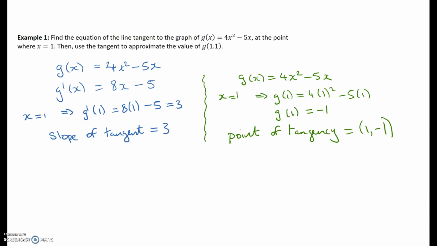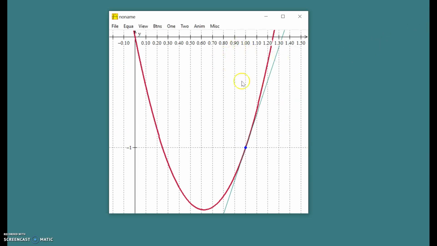And we have a picture of that here. We'll just bring it up and then we'll come back. So here is a picture of that. The red line is the original graph, the quadratic graph. The point of tangency is down here when x is equal to 1 and y is equal to negative 1. And I've broken the x-axis up into intervals of 0.1 because we're going to use that in a little bit when we talk about the approximation. So we can see the point of tangency here is 1, negative 1, and everything looks to be in order there. So let's go back.